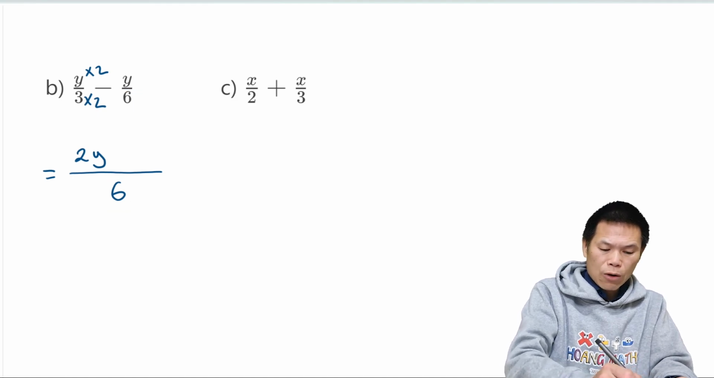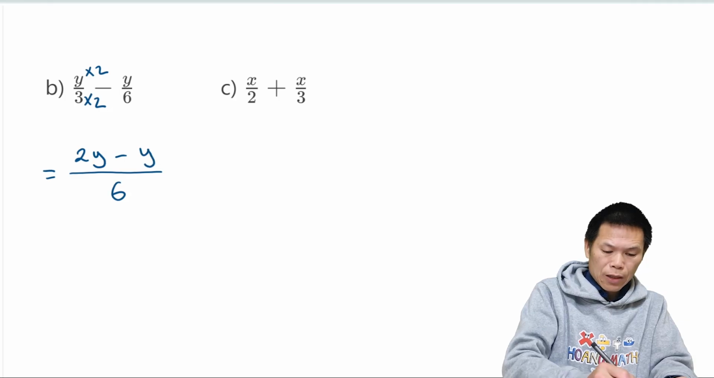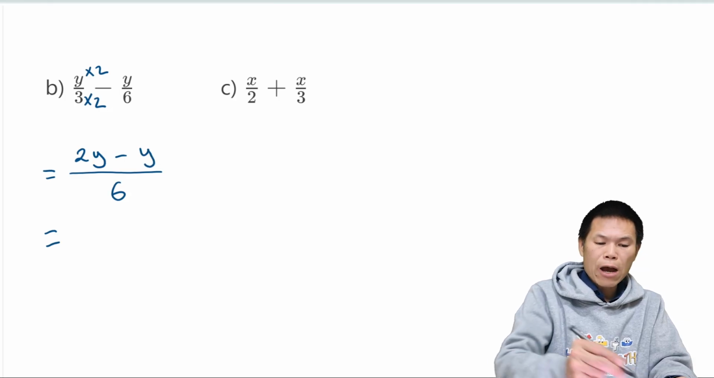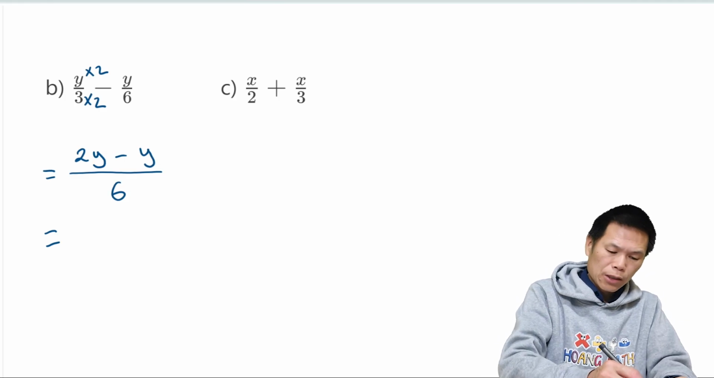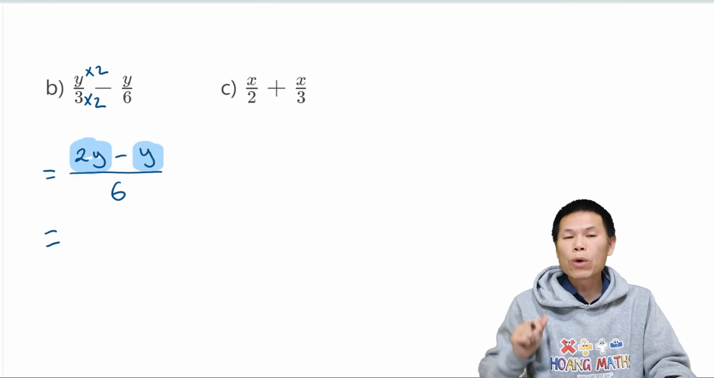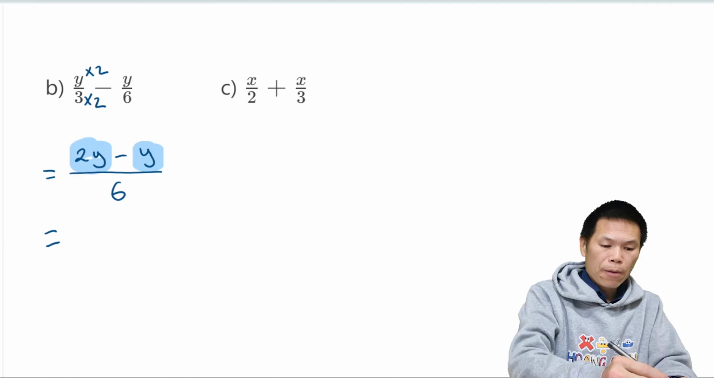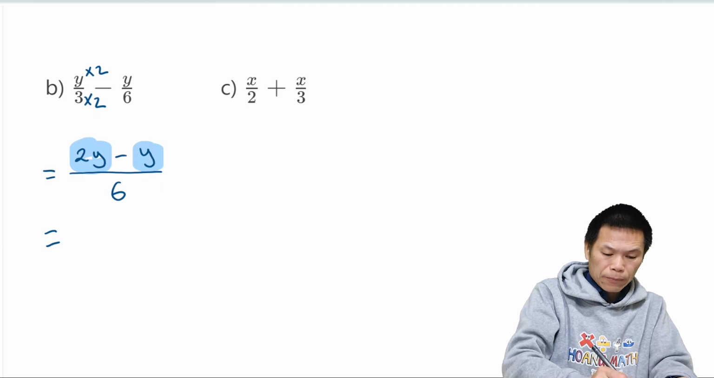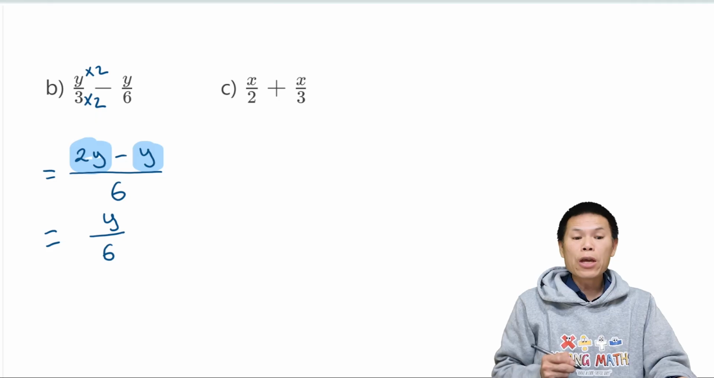Minus y. So that is equal to, now I just collect the like terms. 2y, we minus 1y. So 2y minus 1y is 1y, but 1y, we just write y. So y over 6. So there you go.